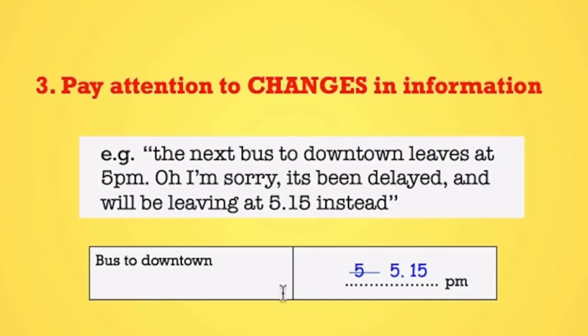For example, let's look at this information. So you hear a conversation where someone says, "The next bus to downtown leaves at 5 p.m. Oh, I'm sorry, it's been delayed and will be leaving at 5:15 instead." So when you were listening to this and you were jotting down your answers, you had written 5 p.m. first. Keep your ears out to hear any corrected version of an answer or any changes. So just cross it out and write 5:15.